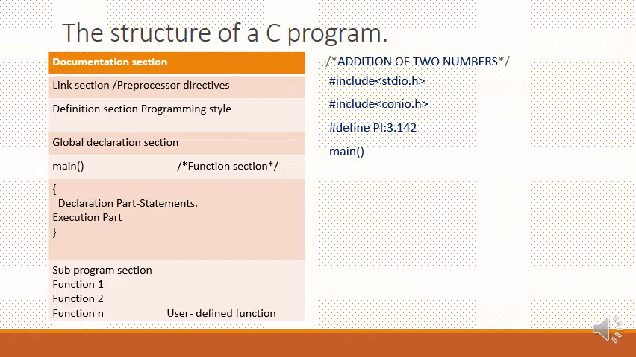What do we mean by declaration? In the C program, you have to declare the variables. That means if you are adding two integer numbers, you have to declare that you are using integer numbers. If you are using float values, then you have to declare that you are using float numbers. That declaration part is very, very important in the C program.